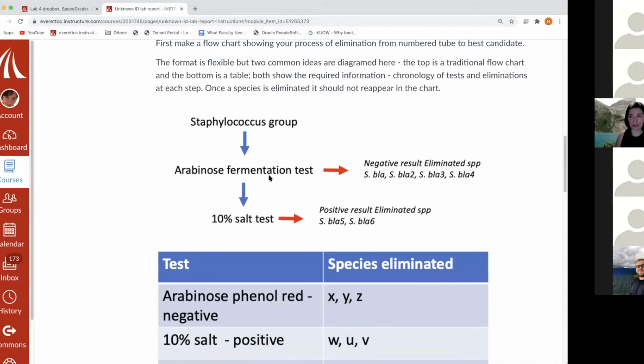Jade, go ahead. What's your question? So if, let's say, we ordered a test because based off of the data, it looked like we could possibly eliminate a good amount of species, but then how it came out, it turns out we weren't able to from that test. Is that the kind of thing that we lose points on?